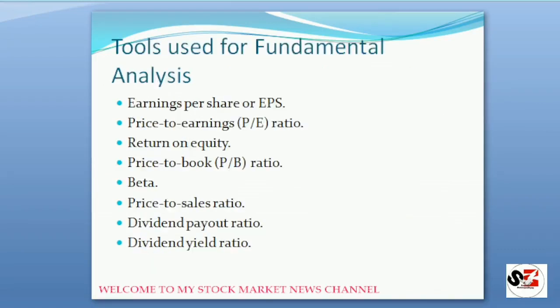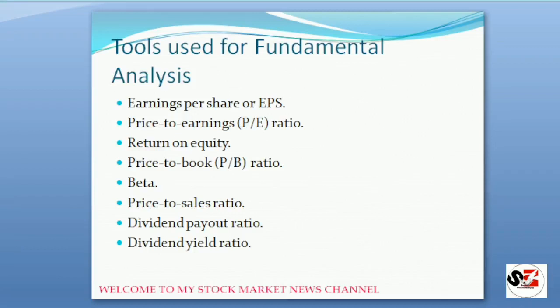Next, the tools are basically used not only for banks; these tools are used for any sector, any industry. One is EPS, second is PE ratio, third is return on equity, fourth is price to book ratio, fifth is beta, next is price to sales ratio, next is dividend payout ratio, and the last one is dividend yield ratio.